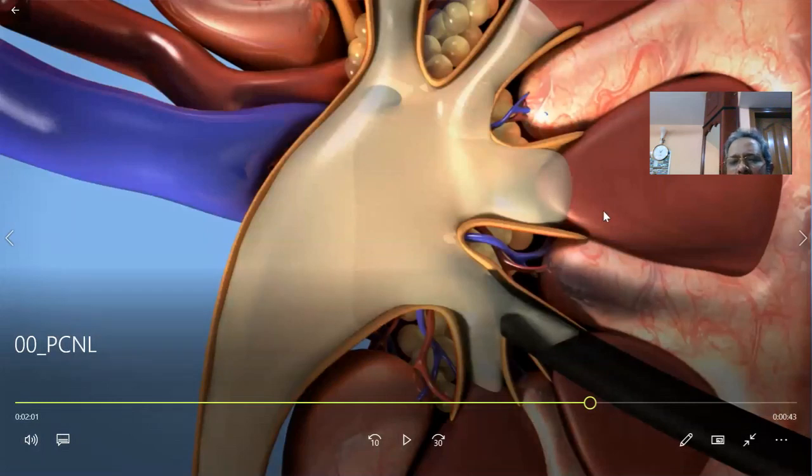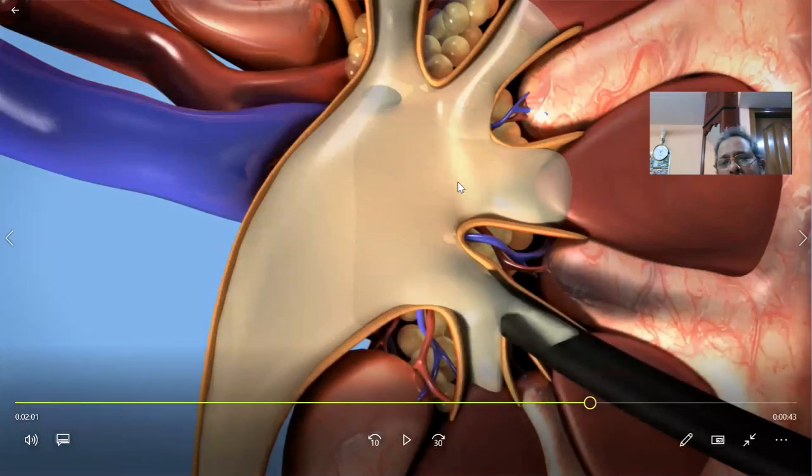An expert can do two or three punctures at the same sitting and clear 100% of the stones. But even if the surgeon is an expert, he may not be capable of clearing all the calyceal stones there.